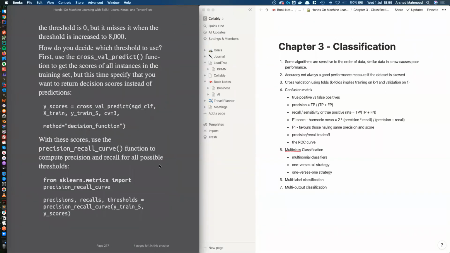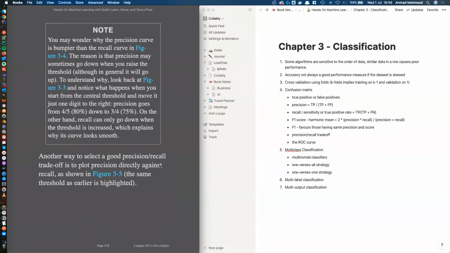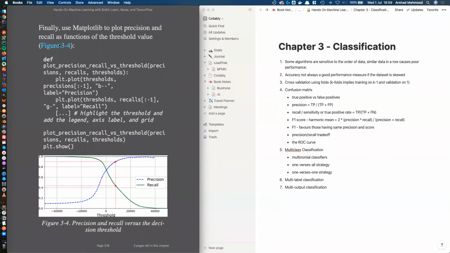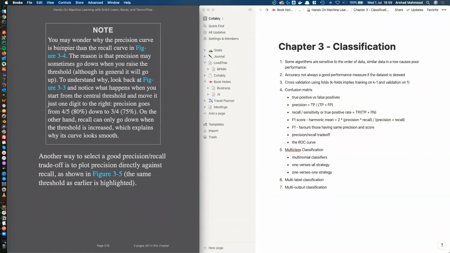Yeah, so he does mention here, so how do you decide? You may wonder why the precision curve is bumpier than the recall. Let's have a look. So the precision curve, he's saying, is bumpier than the recall curve. The reason is that precision may sometimes go down when you raise the threshold, although in general it will go up. To understand, look back at figure 3 and notice what happens when you start from the central threshold and move it just one digit to the right. Precision goes from 4/5 to 3/4. On the other hand, recall can only go down when the threshold is increased, which explains why its curve looks smooth. Yeah, I'm afraid I still don't really fully understand.